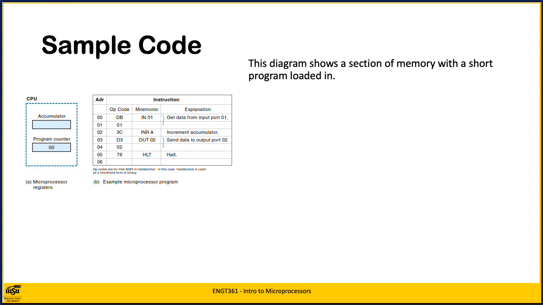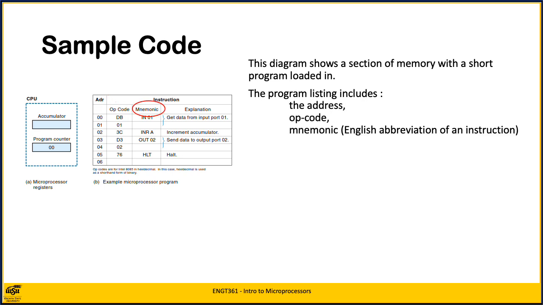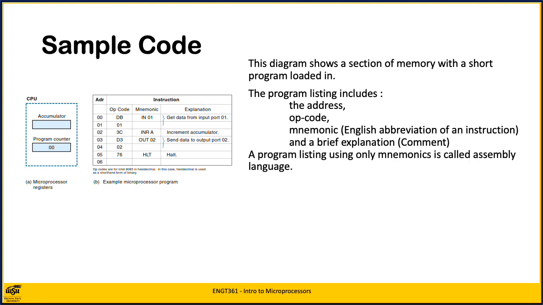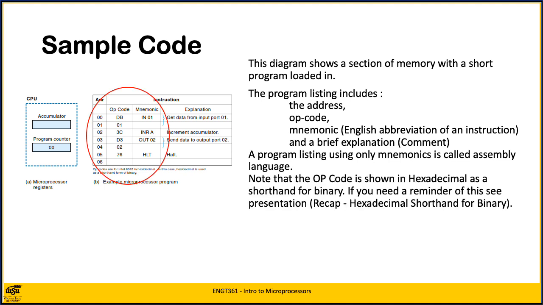The diagram shows a section of memory with a short program loaded in. The program listing includes the address, opcode, mnemonic, and a brief explanation. A mnemonic is an English abbreviation of an instruction. A program listing using only mnemonics is called assembly language. Note that the opcode is shown in hexadecimal as a shorthand for binary. If you need a reminder of this, see the presentation in the extra resources section of Blackboard entitled Hexadecimal Shorthand for Binary.